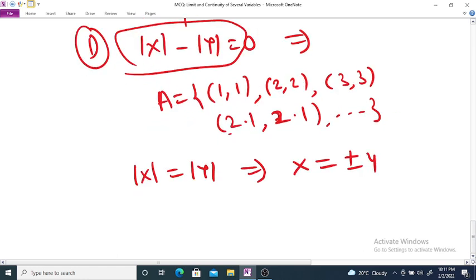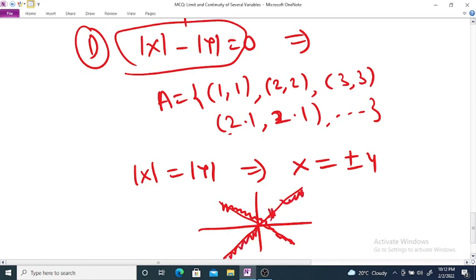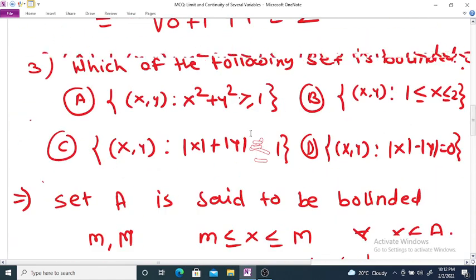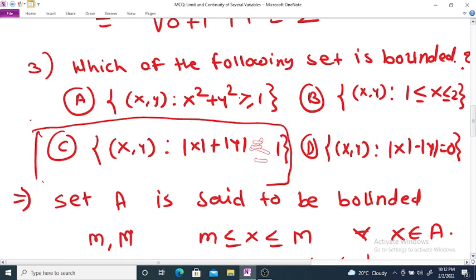If you draw its geometrical representation, this is the line x equal to y, and this is x equal to minus y. All the points on these lines satisfy mod of x minus mod of y equal to 0. So again, this set contains infinitely many points. So the correct option is what? C. The correct option is mod of x plus mod of y less than or equal to 1.